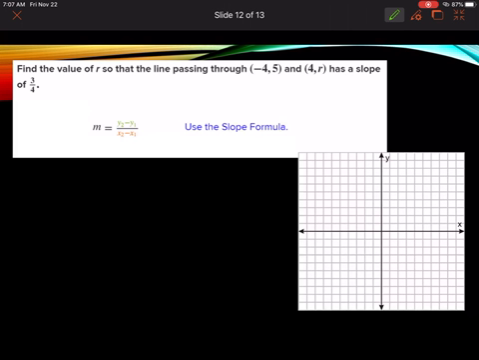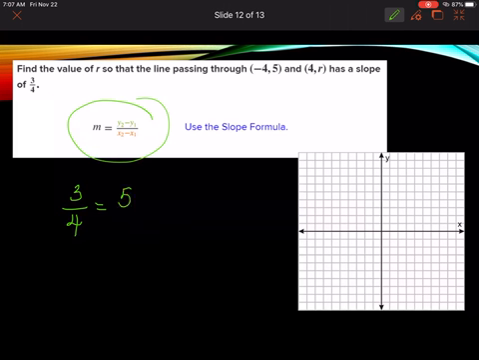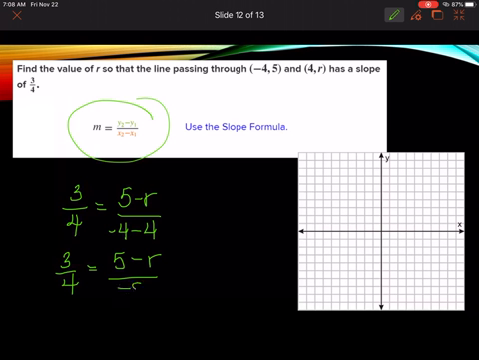Find the value of r so that the line passing through (-4, 5) and (4, r) has a slope of 3/4. So I'm just going to use my formula. So the slope, they already tell us, is 3/4. And then I'm going to take my y's. So I'm going to have 5 minus r, and then -4 minus 4. I'm going to simplify. So I have 3/4 equals 5 minus r over -8.